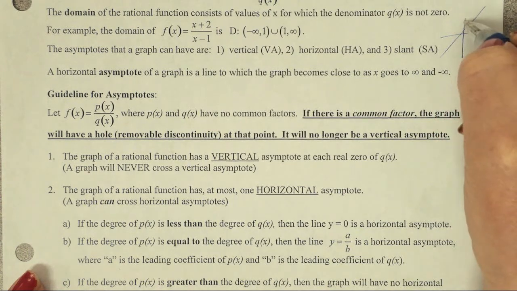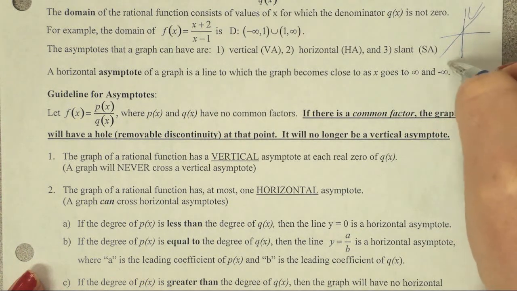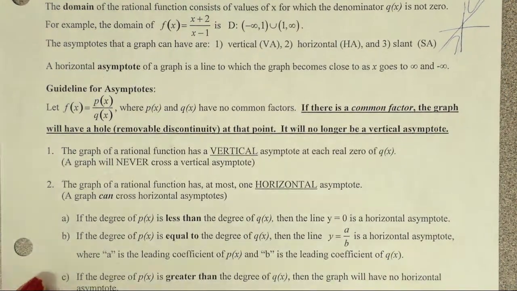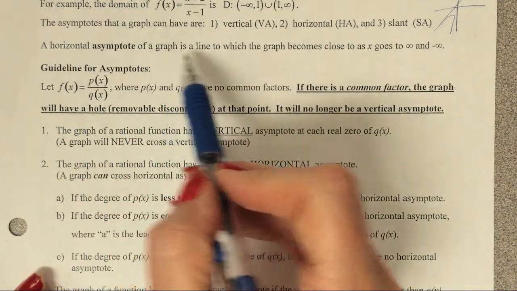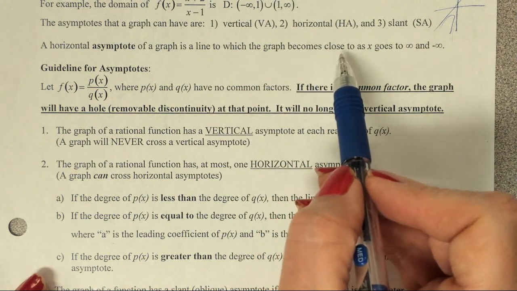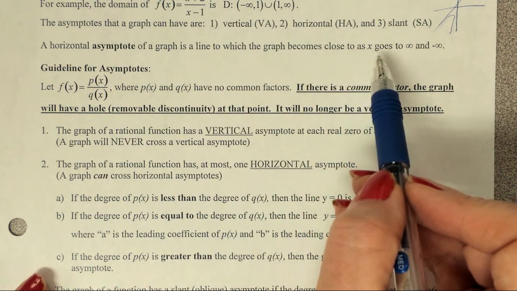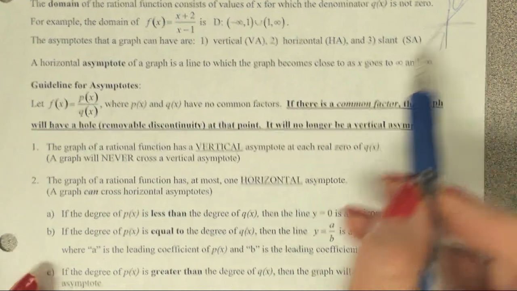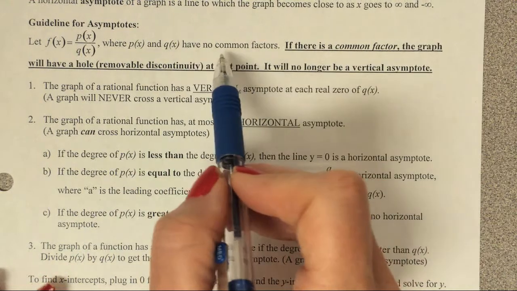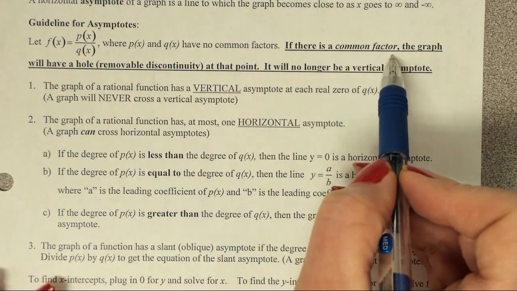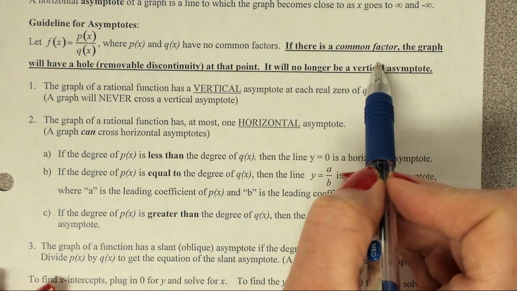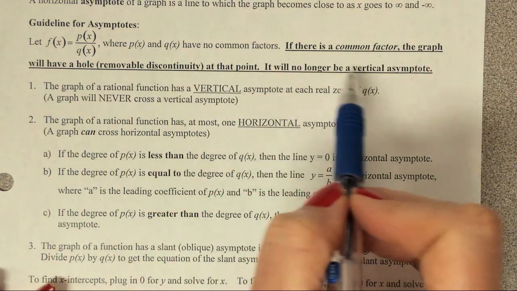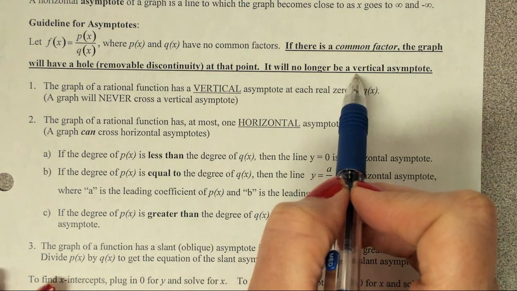Okay? And we might have a vertical asymptote. So it would look something like that. It's going to be a new concept for us. The horizontal asymptote tells us what value the graph gets closer and closer to as x goes to infinity or negative infinity. Here's the other new thing: if there's a common factor in the numerator and the denominator, then the graph will have a hole at that point. It will not be a vertical asymptote.